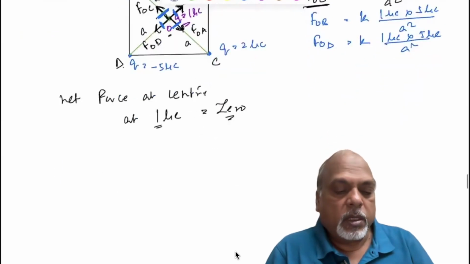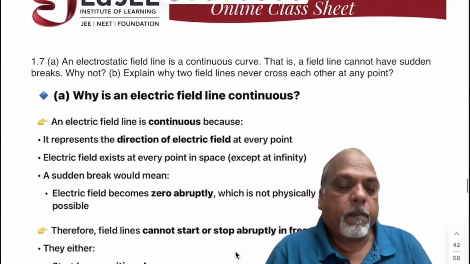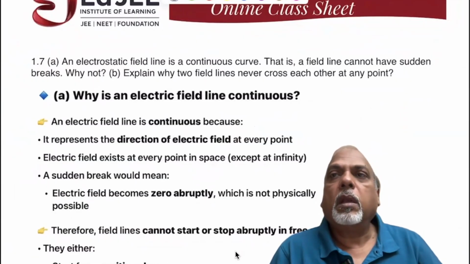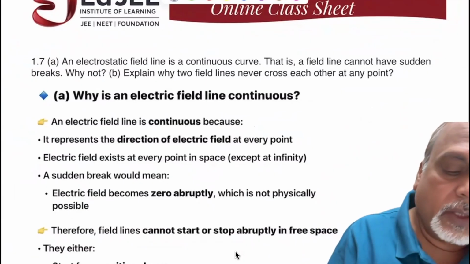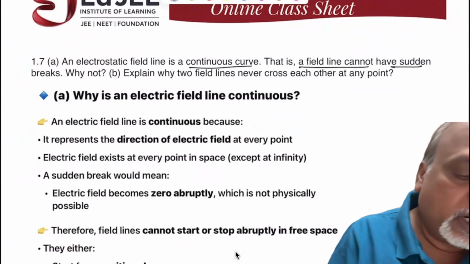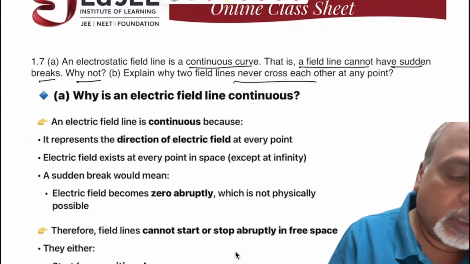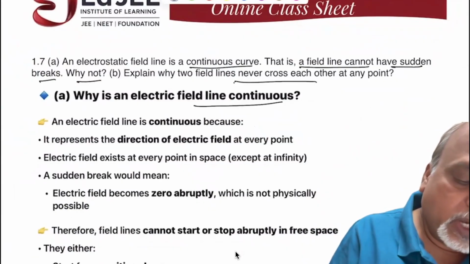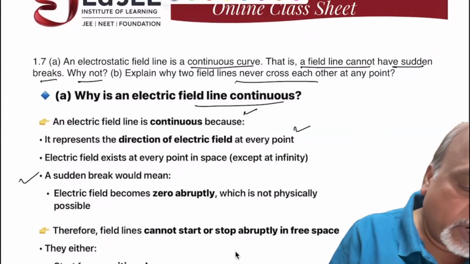Now let us go to the next question. This is a theoretical type of question. I have given you the answer. The electrostatic field lines form a continuous curve. That is, a field line cannot have sudden breaks. Why not? Also explain why two field lines can never cross each other. These are continuous lines because they depend on the direction of the electric field. Why is a sudden break not there?